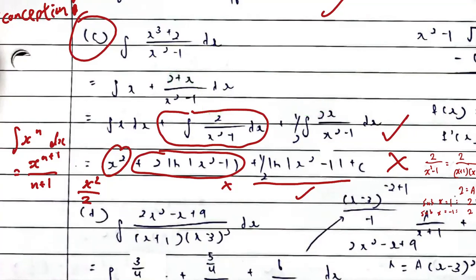Then after that, you multiply by 2 and multiply by half so that you can get the f prime x on top and the f x below, so that you can integrate this to get your ln of modulus x squared minus 1 with an extra half in front. This is okay. But the middle term is wrong. Do you know why?